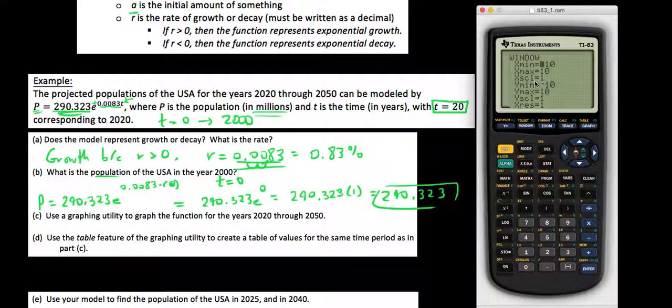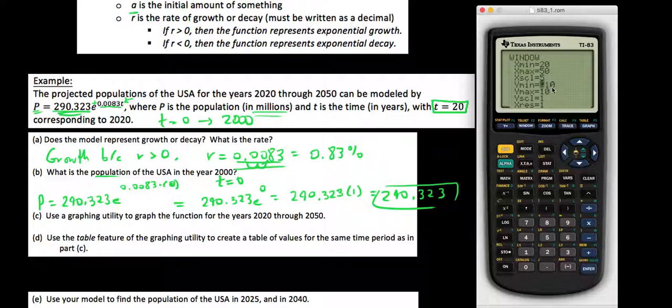Now, I wanted to represent this from 2020 to 2050, and if t equals 20 is 2020, then I'm going to make my x min 20, and I'm going to make my x max 50. If I am going from 2020 to 2050, maybe I don't want to go by 1-year increments, so it might be easier to go by half decades, like every 5 years on your scale, or every 10 years, but I'll put in a 5 just to humor myself here.